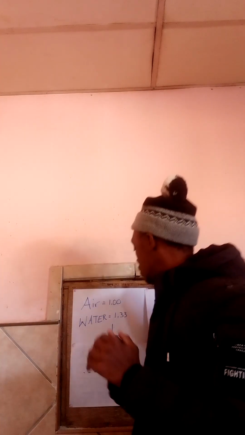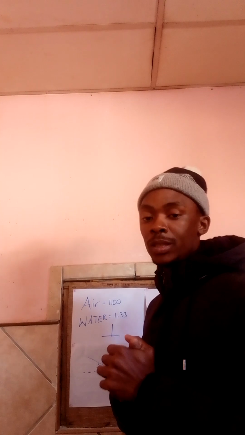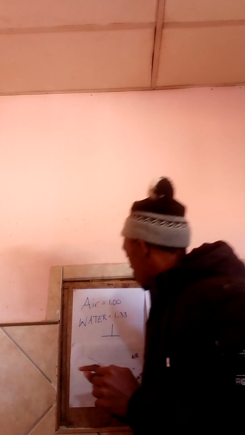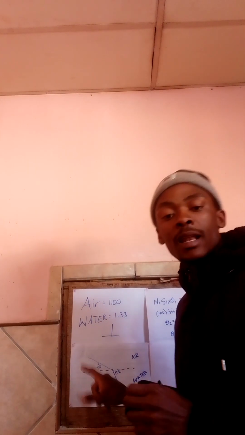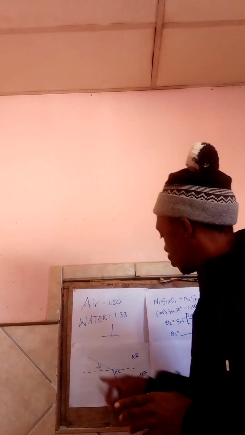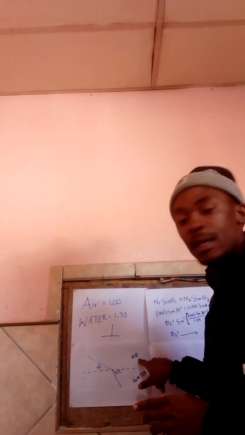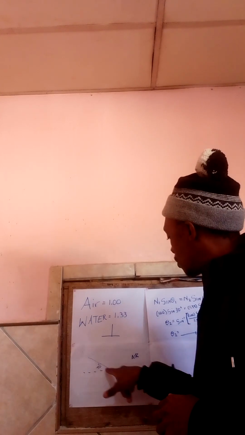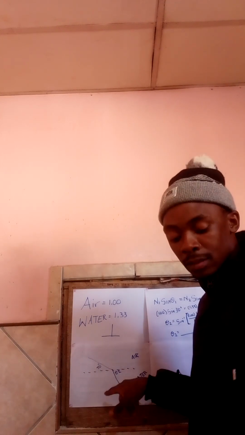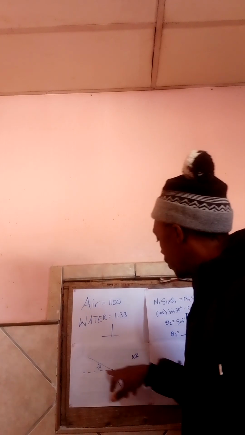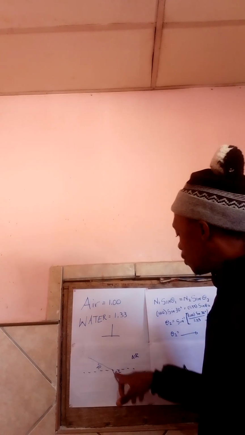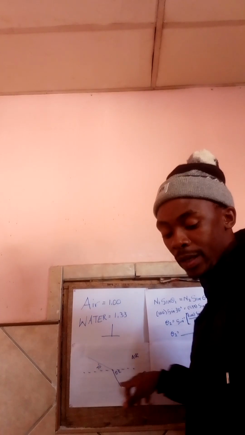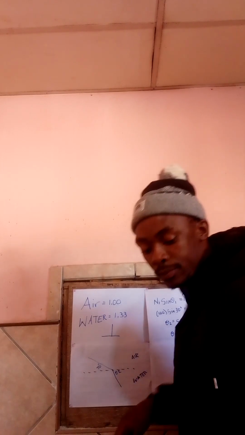Okay, so we'll consider the angle at which the light travels through a medium. Let's consider the first one as air and the second one as water. So say for instance, light travels from air and enters water at 30 degrees. We have to calculate the second angle at which it will be traveling through water.